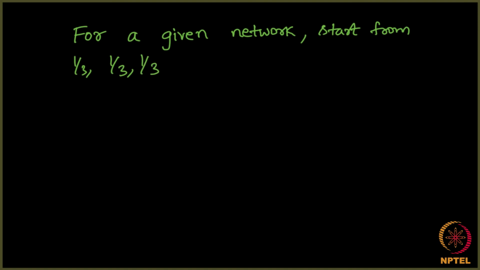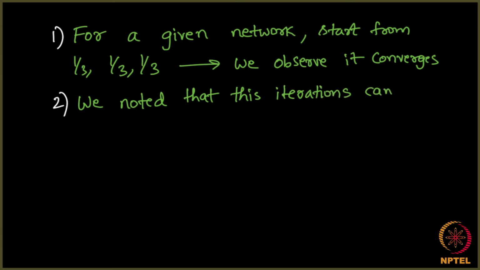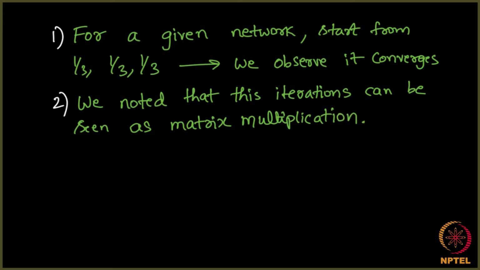Now, what have we done so far? For a given network, we start from 1 by 3, 1 by 3, 1 by 3 and see if it converges or not. We observe that it converges. This is the first point. The second point is that we note that these iterations that we are doing right now can be seen as a matrix multiplication process. Correct? We just saw it right now.